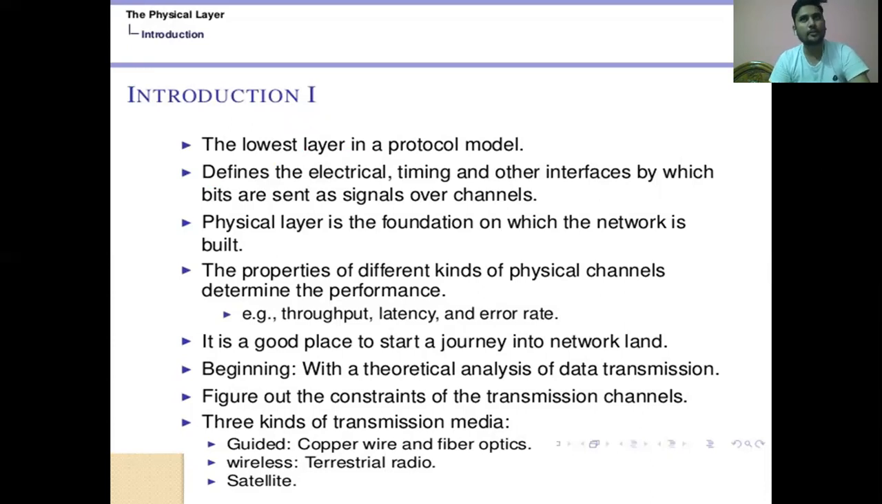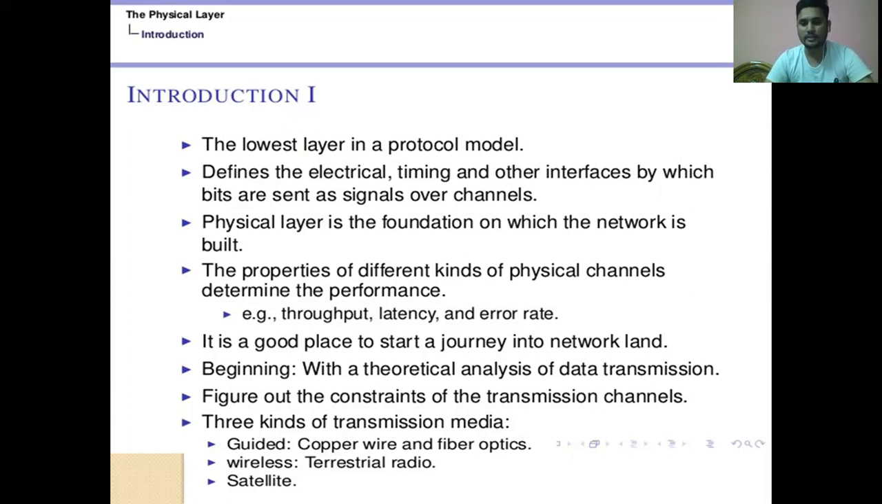He is using one particular device. The device may be a laptop, a mobile, or a personal computer, whatever it may be. I have to transmit one particular message from here to some other location. Here the message has to be transmitted in the way of signal propagation. So it defines the electrical and the timing and other interfaces by which bits are sent as signals over channels.